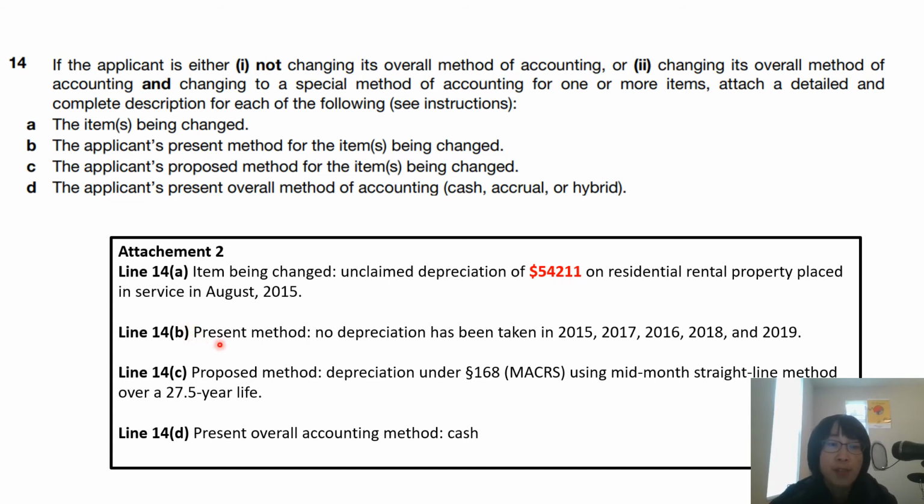And the second question, what's the present method of accounting? No depreciation, and it happened in the past few years. And the third question, what's the method I'm proposing here? I'm going to depreciate my rental property under this section and using the mid-month convention straight line method over 27.5 years. And the last question, present overall accounting method. If you do not have any complicated cases, it's going to be cash.